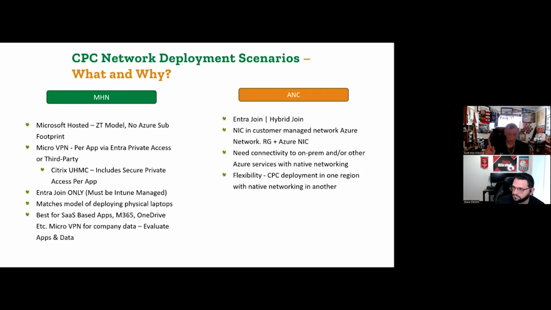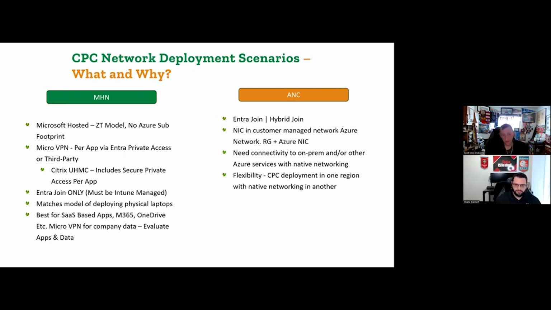If you're a Citrix customer, bonus, it's kind of our bonus play, right? UHMC includes SPA. Citrix just unlocked the ability to use all that fun feature set that you have in there within a cloud PC without any additional licensing. So for our Citrix customers that are also spreading their eggs across a few baskets, you can basically use their micro VPN within an MHN network to talk back to other stuff in your network. Let's say you do have that, that still keeps it zero trust, keeps it really small. There's no full VPN coming back. So you have that capability.